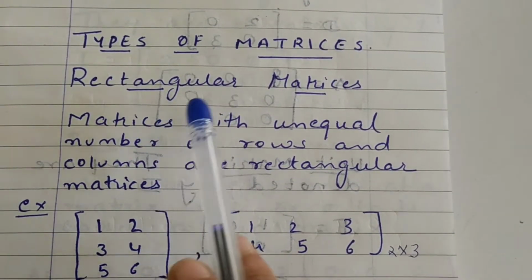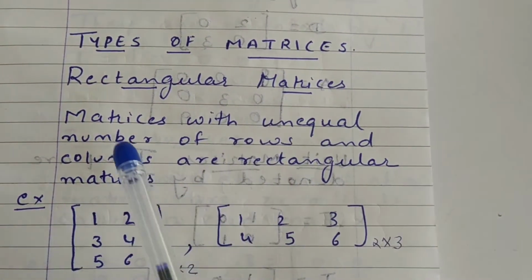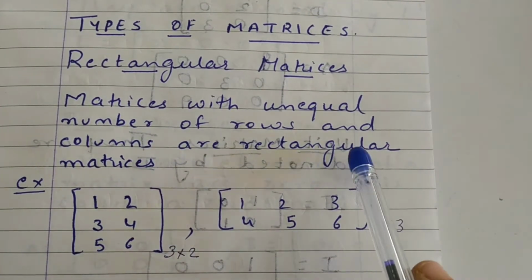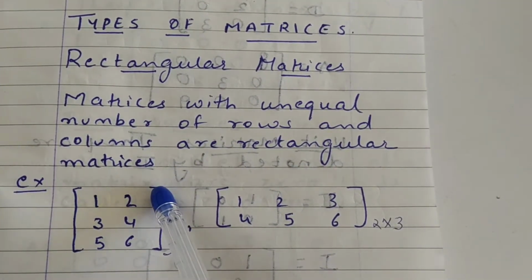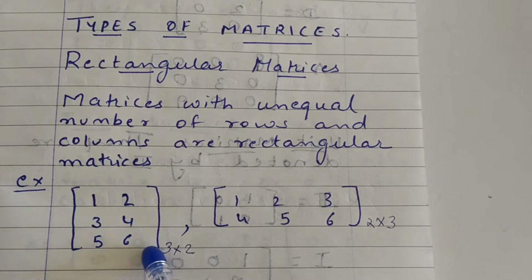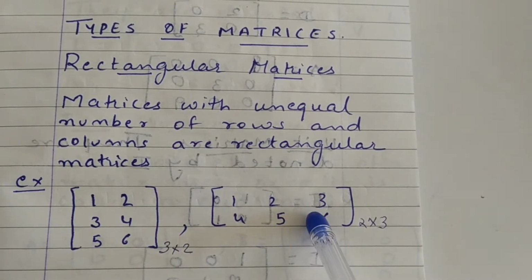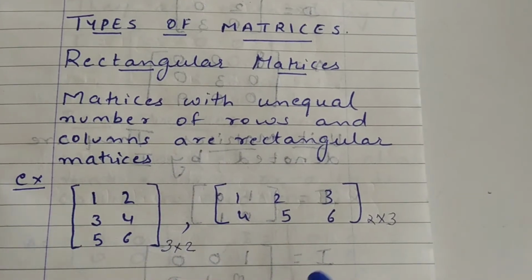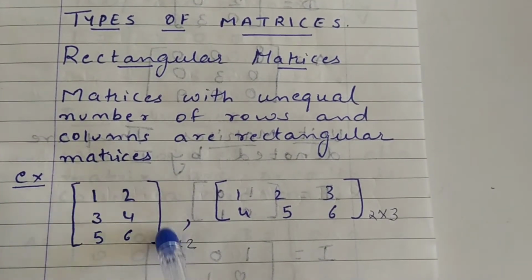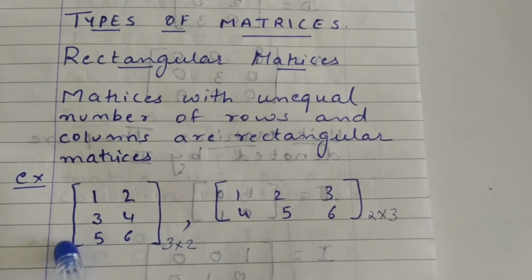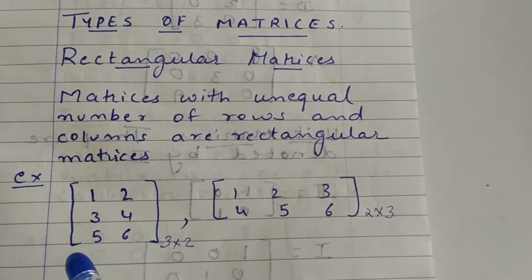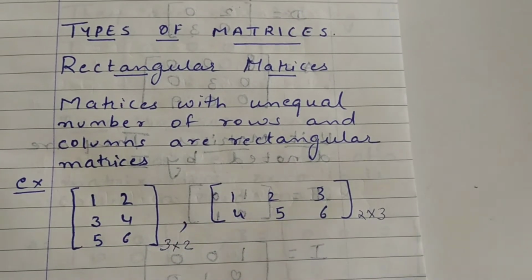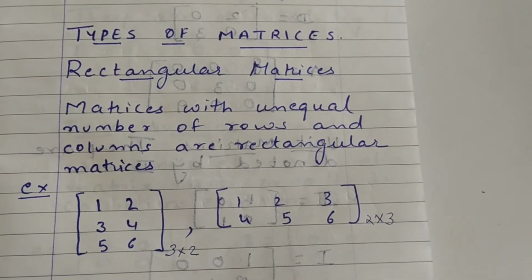First we will see what is a rectangular matrix. So matrices with unequal number of rows and columns are called rectangular matrices. That means when the number of rows and columns in a matrix are not the same, then that matrix is called a rectangular matrix. Shape wise also, if you can see, it is a rectangular shape. So here the order of the matrix is 3 cross 2, whereas here the order is 2 cross 3.